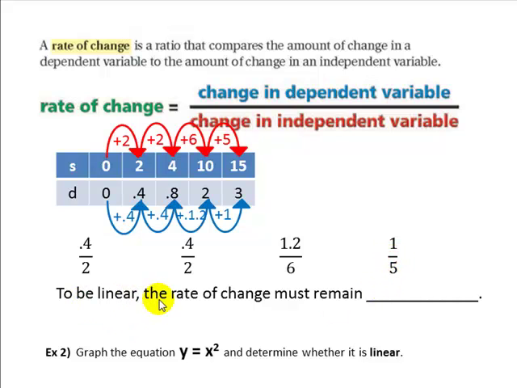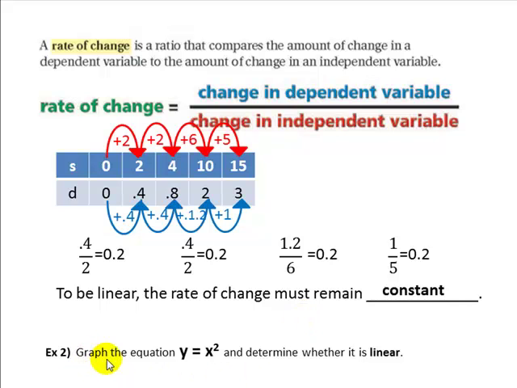Well, to be linear, the rate of change must remain, and the key word there is constant. You may look at this and say, well, that looks like it's constant. That stayed the same. Well, what about these other ones? If you divide the 0.4 by 2, you'll get that that equals 0.2. The next one equals the same. If we divide the 1.2 by 6, it also equals 0.2. And the 1 divided by 5 will equal 0.2 or 2/10 as well. So there is a constant rate of change where that rate of change is 2/10.